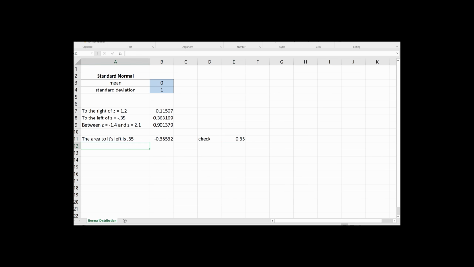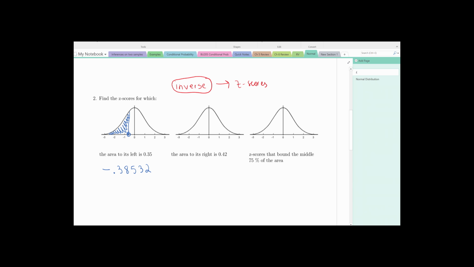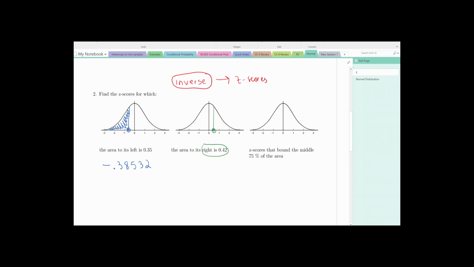Okay, let's take a look at the next example. The area to its right, it's 0.42. Now this one is not exactly the same as before. Now it says the area to its right is 0.42, which means my z-score is somewhere to the right of 0, so somewhere right here. Okay? This is the z-score that I need to find. It needs to be positive. I know for sure because this area is 0.42.